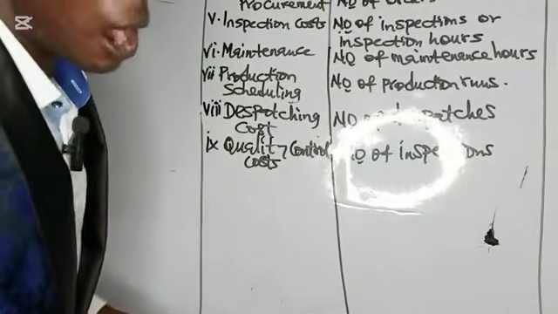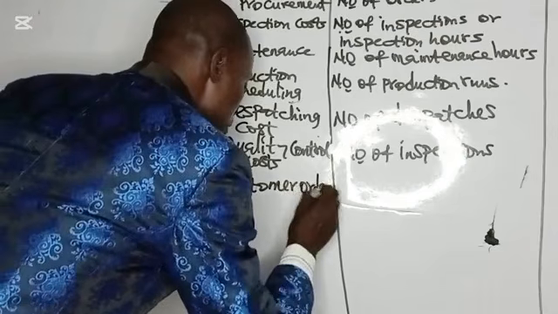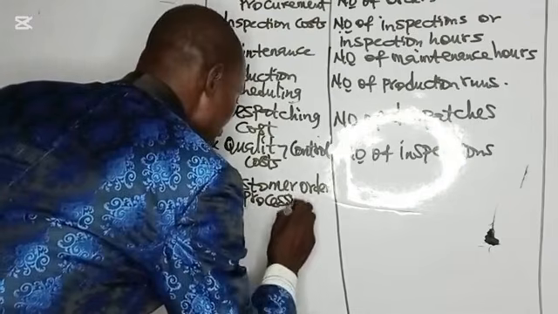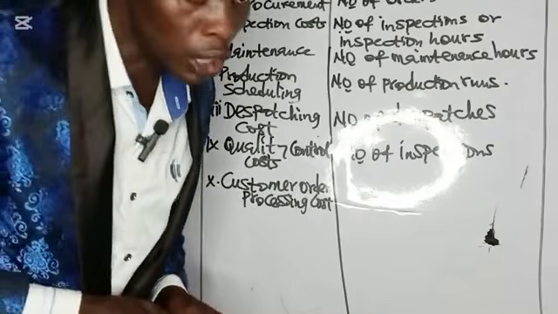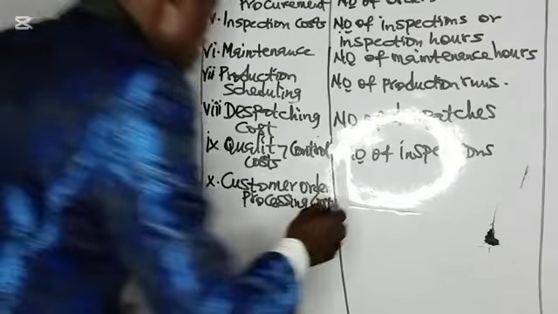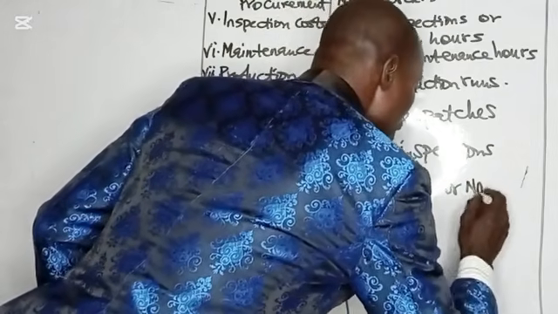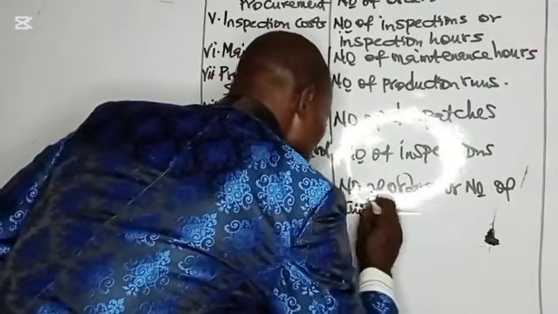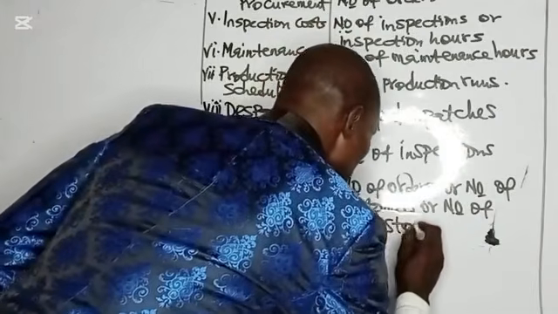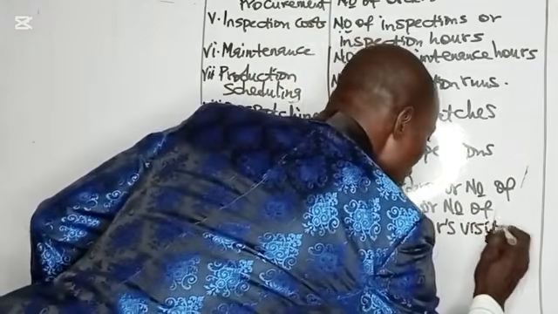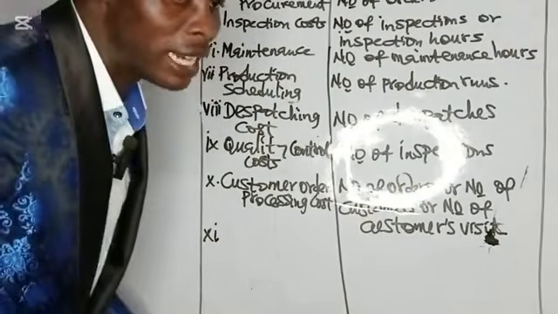Number 10, we have customer order processing cost. Customer order processing cost driver is number of orders or number of customers or number of customers visit. Number 11, we have raw material inventory handling.